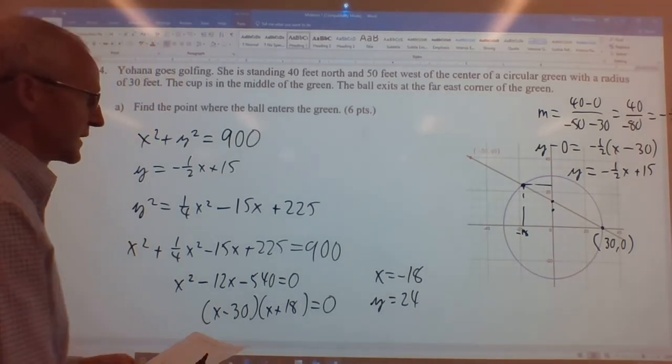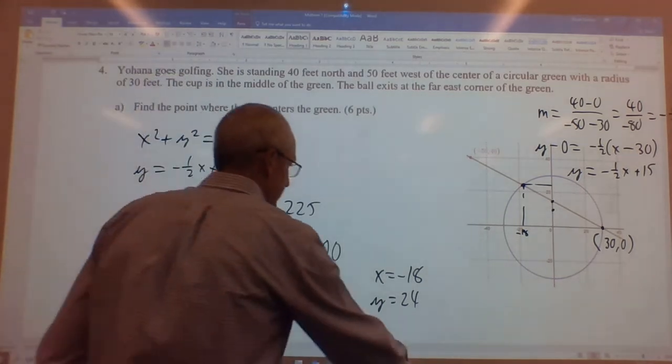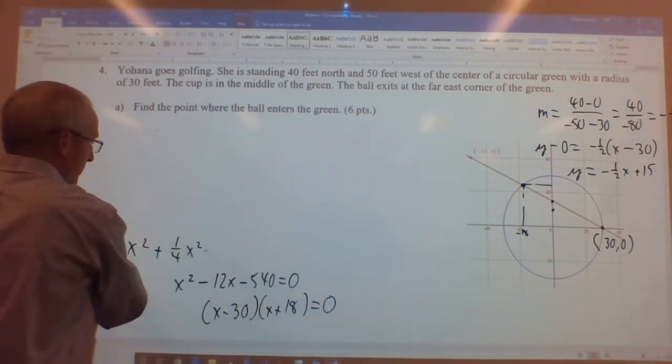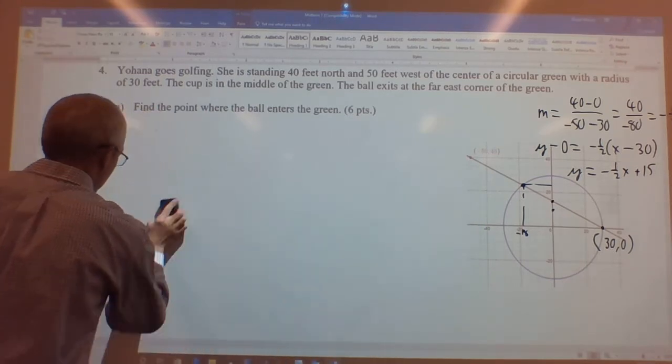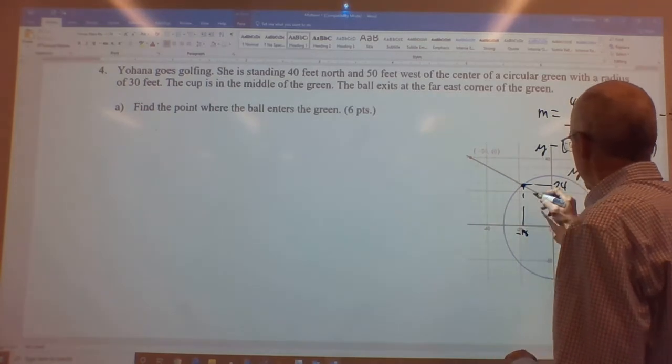Okay, so that's the first part. Now, let's erase all this. So we know where it hits the circle now: negative 18, comma 24, 24, negative 18.